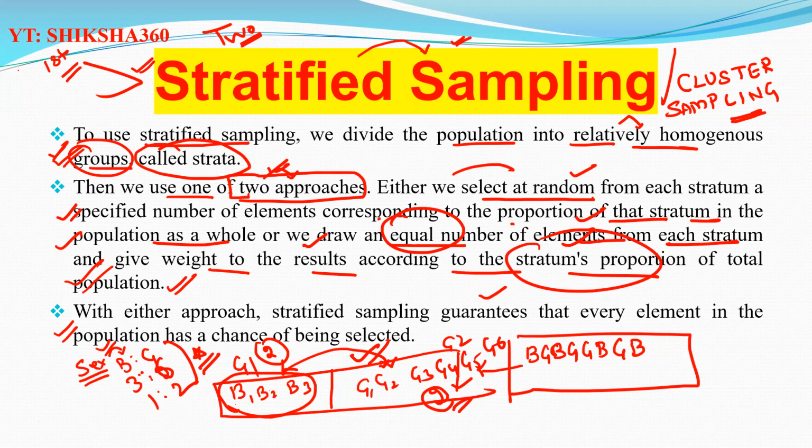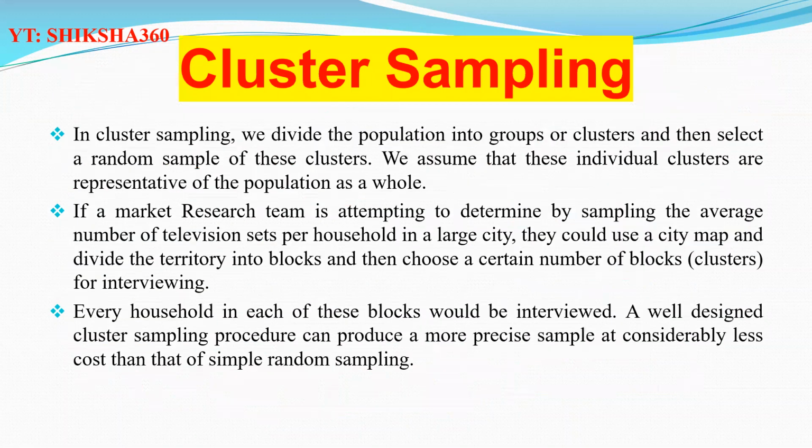Because in cluster sampling, this is different. That's why I'm saying it again and again. So next, under cluster sampling, we divide the population into groups or clusters, and then select a random sample of these clusters.